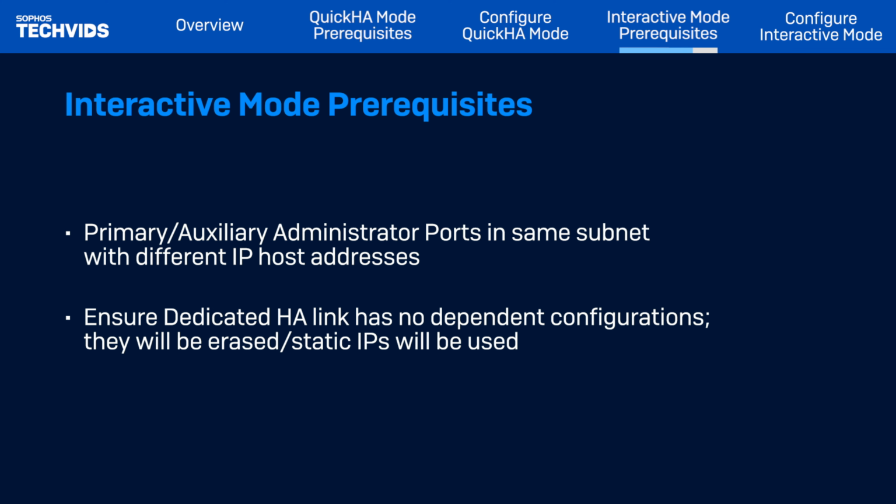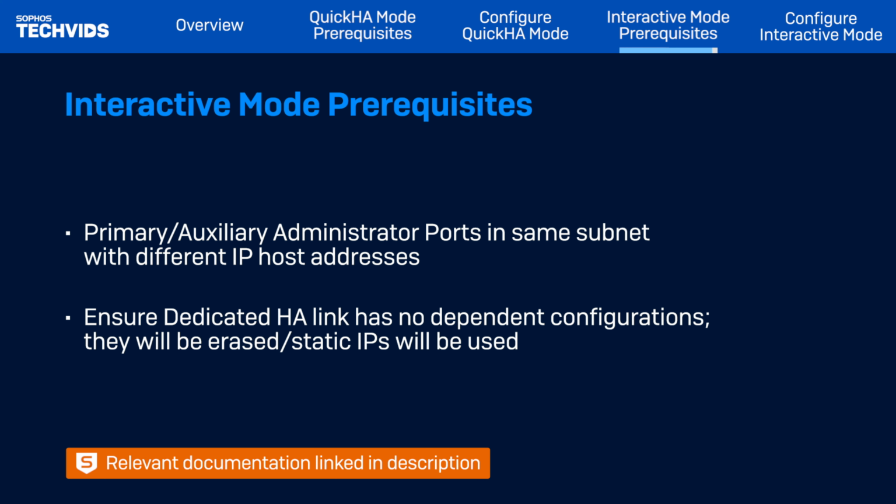Additionally, make sure the dedicated HA link does not have any dependent configurations, as they'll be erased, and only use static IPs in these ports. If you need more information on the prerequisites, refer to Part 1 of this series and the link documentation in the description.